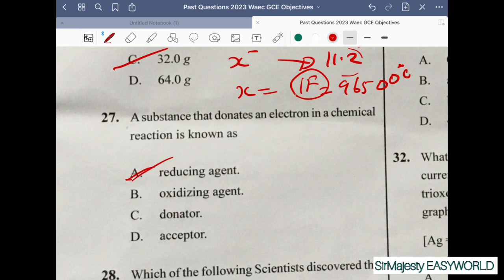Who made you bow? The person that gave you money. Who is now acting to be rich man? The person that gave you money. So the species that donates electron undergoes oxidation, but that same species that undergoes oxidation is a reducing agent. So electron donors are nothing but what? Reducing agent. But electron acceptors are oxidizing agent.